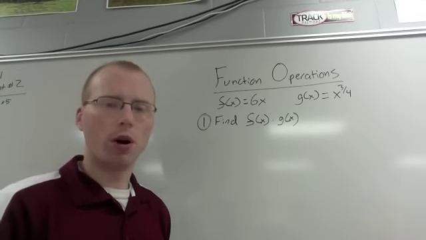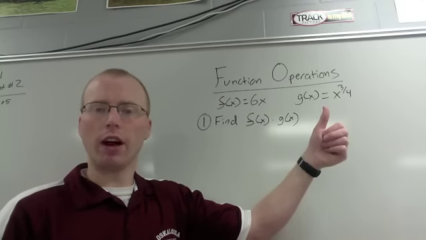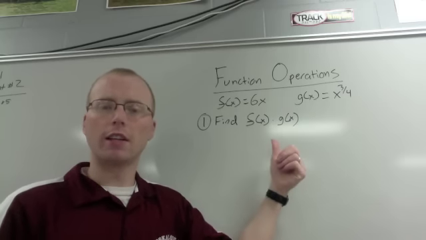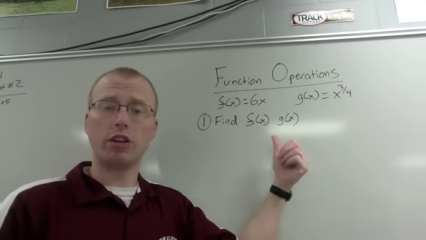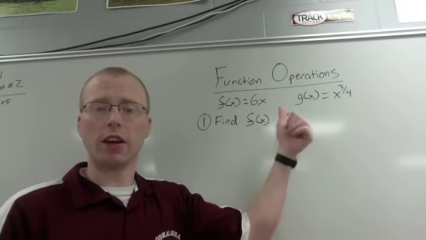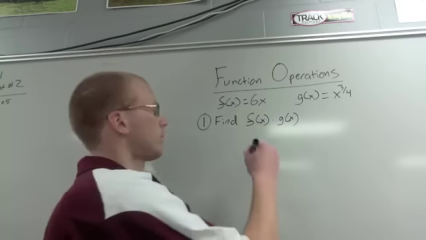So if we look at our first problem here, I have f of x equals 6x and g of x equals x to the 3/4 power. My question is asking me to find f of x times g of x. So if I want to find f of x times g of x, I can just take 6x times x to the 3/4.